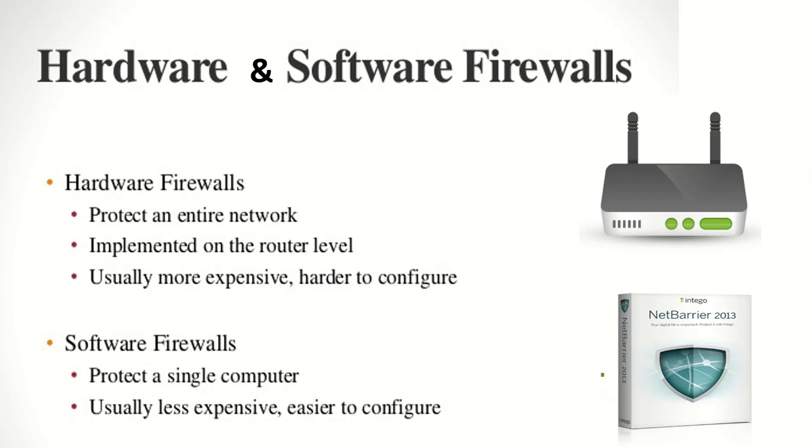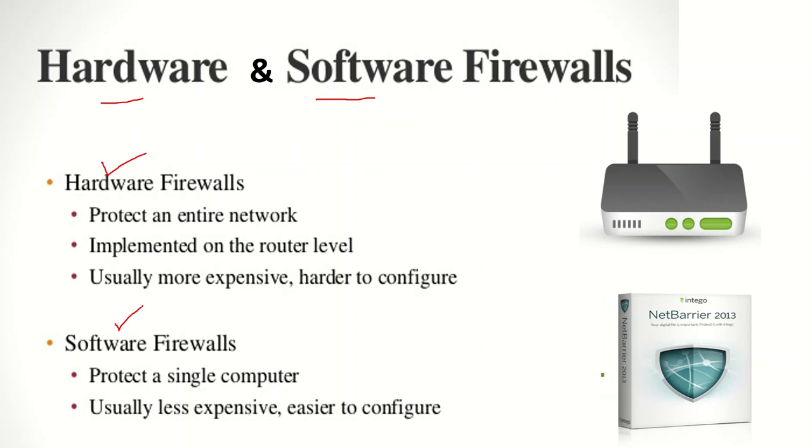Now, we have two types of firewalls. One is the hardware firewall and the second one is the software firewall. Now, what is the hardware firewall? If we want to protect our network, for that we have to install a hardware firewall. And if we want to protect our system, for that we will use a software firewall.